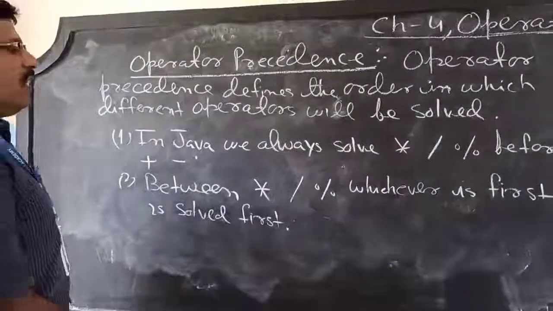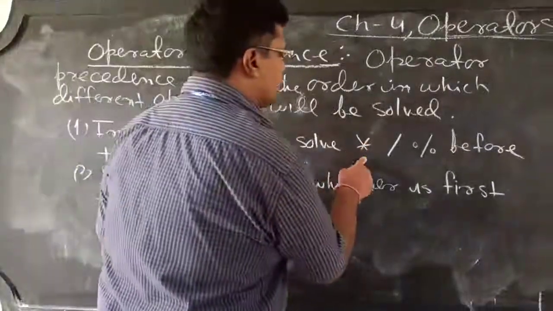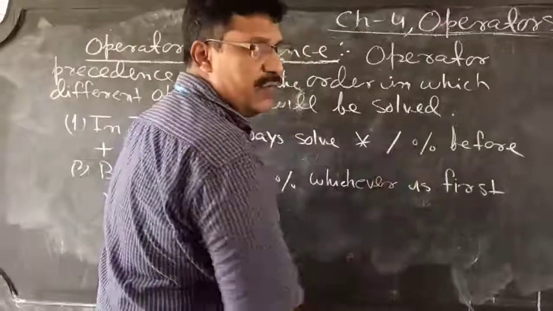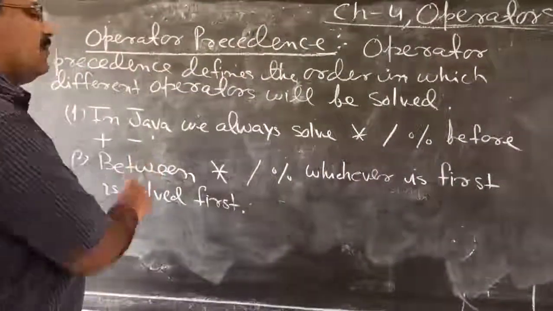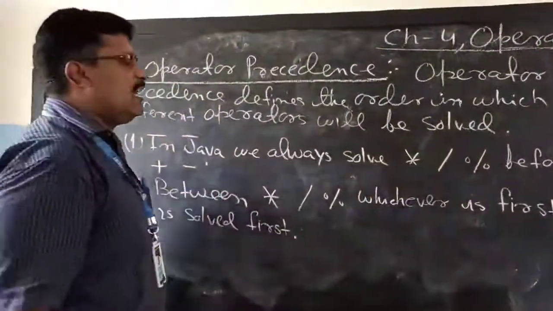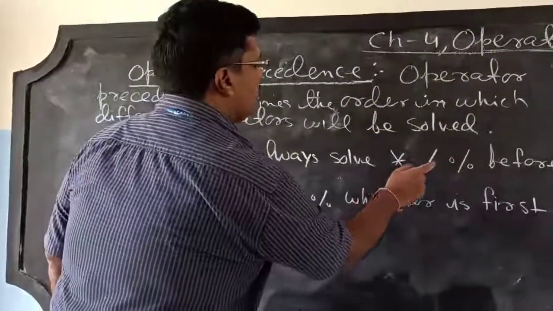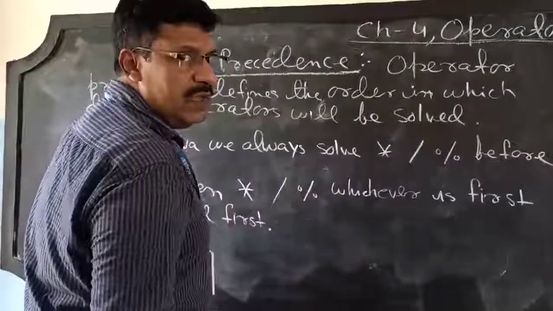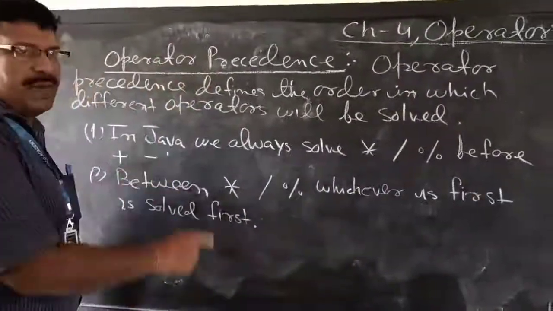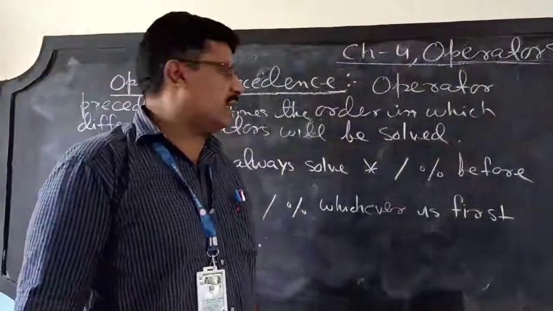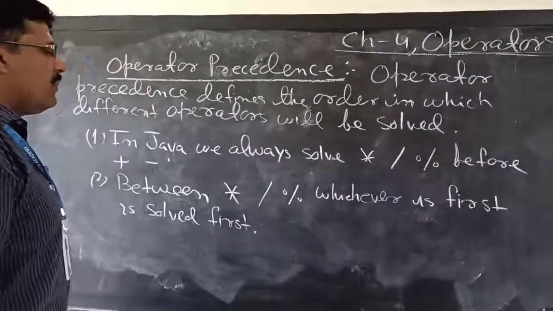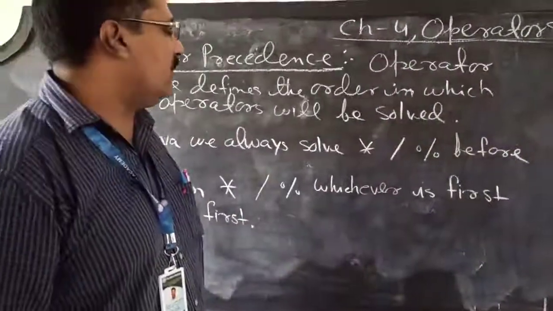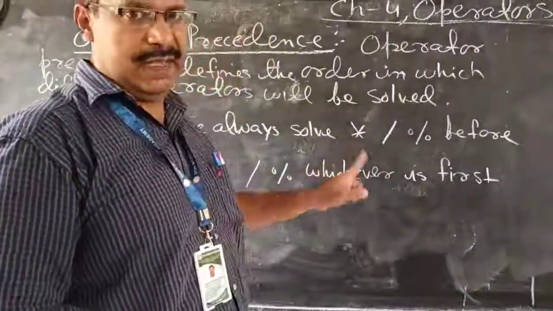First, in Java, we always solve asterisk for multiplication, slash for division, and the modulus operator for the remainder before plus and minus. Suppose in a mathematical expression you have asterisk, slash and plus and minus, then asterisk or slash will be solved before the plus and minus. So this is the first rule. Once again, if one expression has both multiplication and addition, multiplication is solved first.